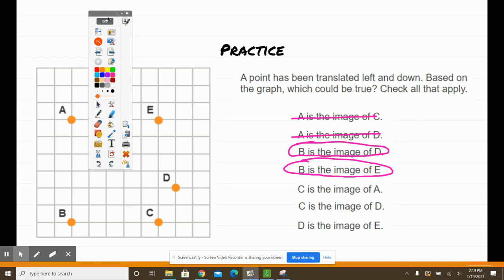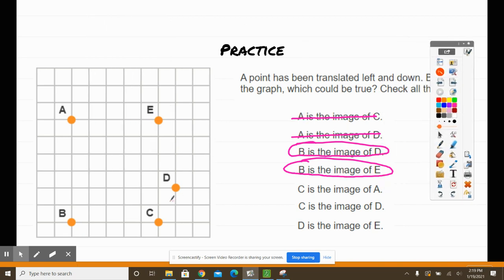If C is the image of A, image is new. This would be old. That's to the right and down. That can't be it. Could C be the image of D? So now D would be the old. Did you go to the left and down? Yep, you sure could. And D and E. If D is the image, that would be new. That would be old. That's to the right and down, so that can't be it either.